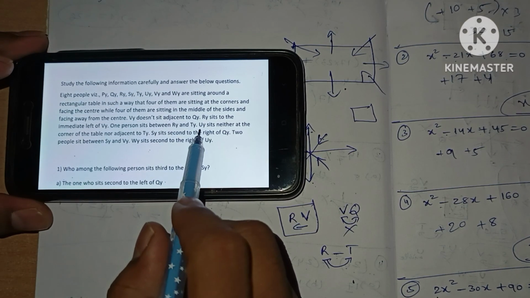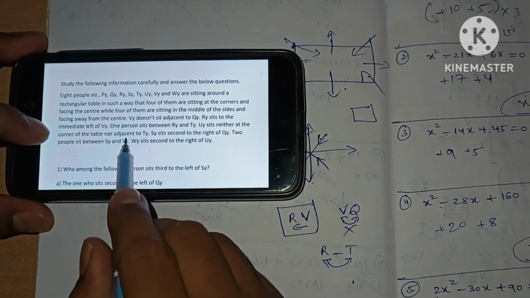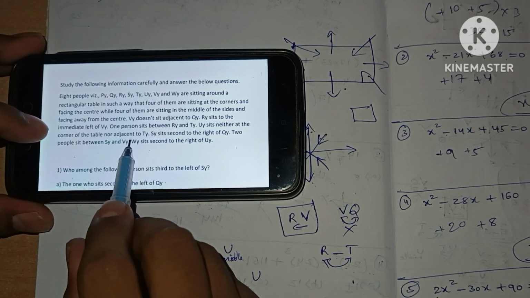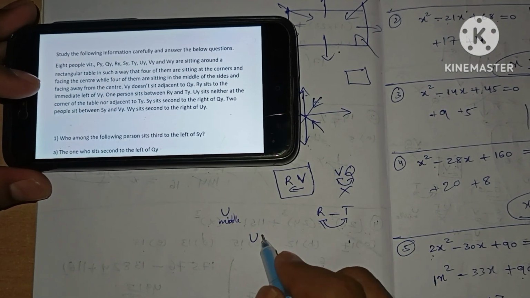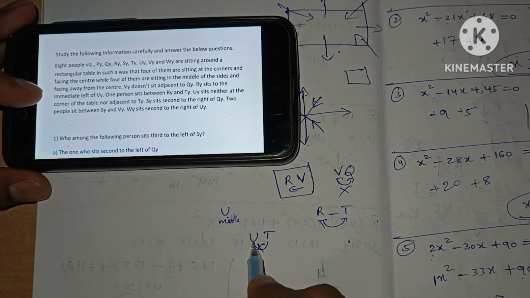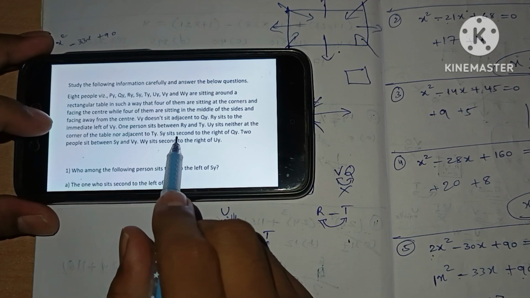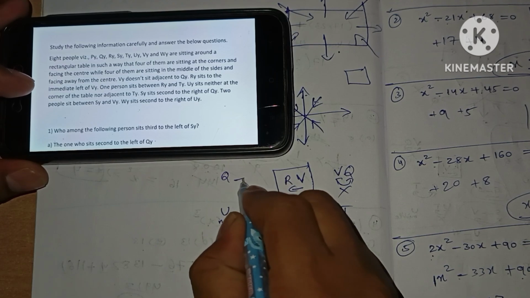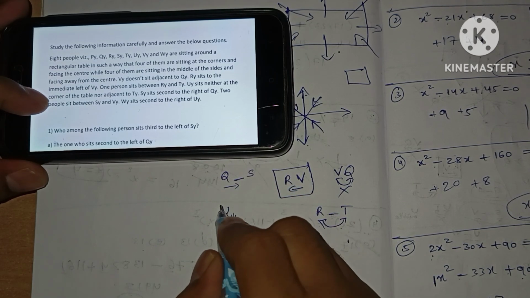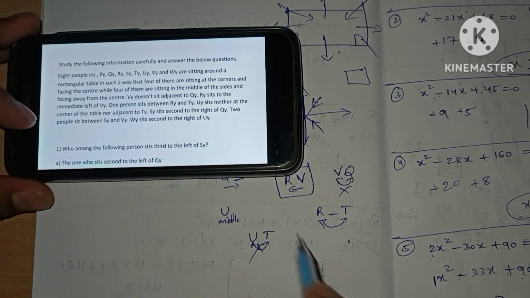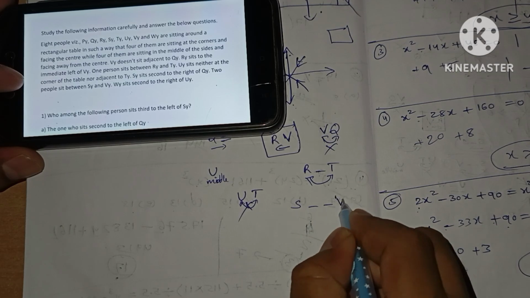Next one, U sits neither at the corner of the table nor adjacent to T. U sits in the middle and U does not be adjacent to T. Next one, S sits second to the right of Q. Second to the right of Q is S. Next one, two people sit between S and V. Two people between S and V.